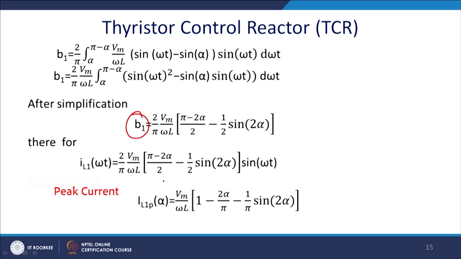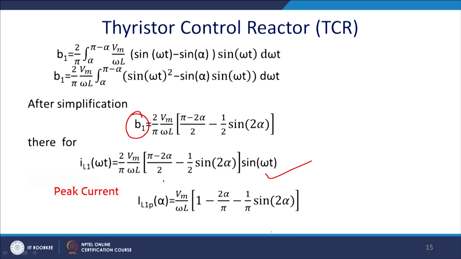So, let us substitute it in B1, that is the fundamental of IL1. Essentially what you will get is 2 by pi Vm by omega L times (pi minus 2 alpha) by 2 minus half sin 2 alpha, into sin omega t. Thus the fundamental current of TCR is given by Vm by omega L times (1 minus 2 alpha by pi minus 1 by pi sin 2 alpha). So, you can find how it is changing.